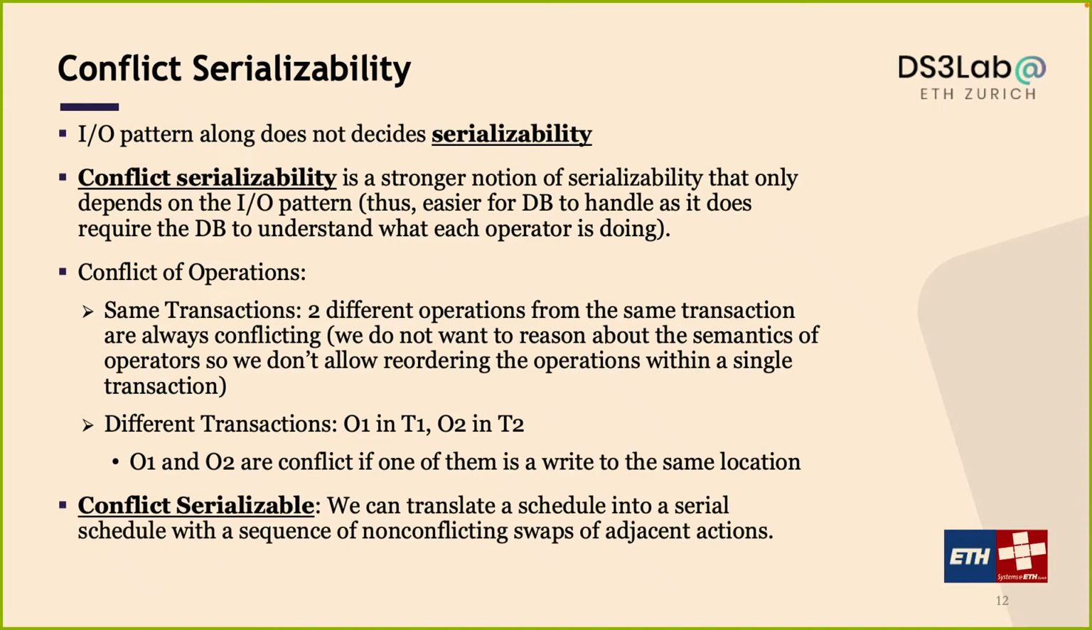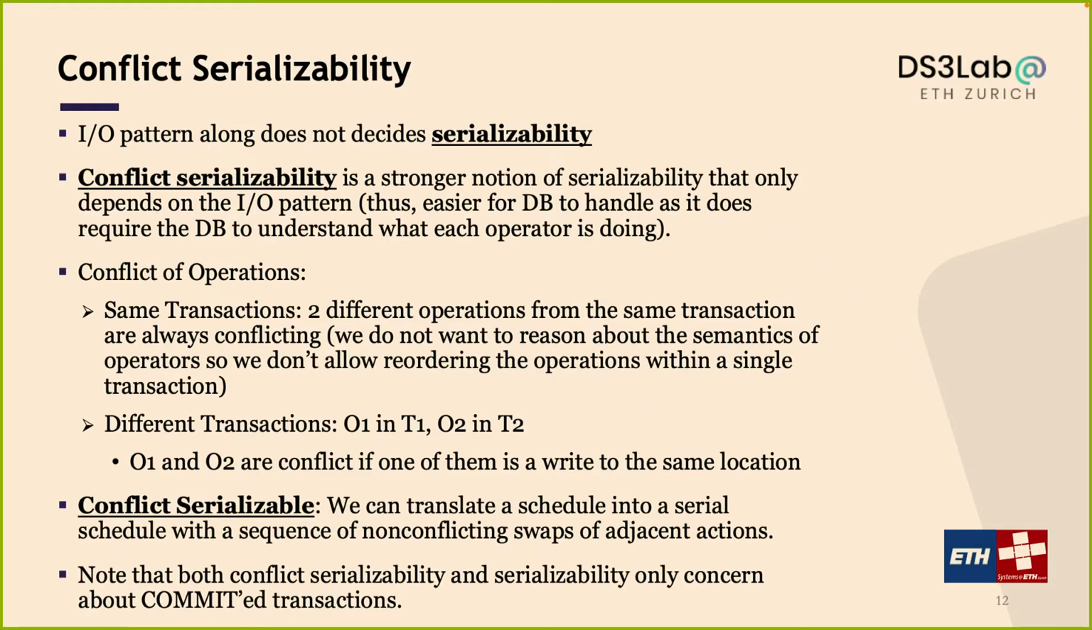And conflict serializable, this notion, essentially we try to reason whether we can translate a schedule into a serial schedule with a sequence of swaps of adjacent actions that do not conflict with each other. So this definition is very abstract at this moment, but it's going to become very concrete. One thing is, when we talk about serializability, so far, at least in this course, we only worry about those committed transactions, okay?